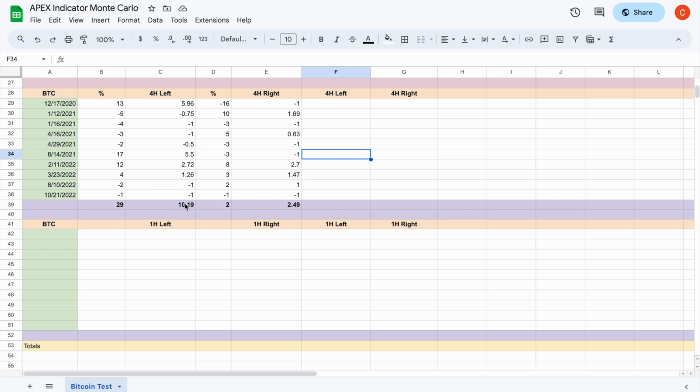So 10R plus 2.49. So let me get out my calculator and make sure this is all legitimate, even though I can do the math in my head. 10.19 plus 2.49 is 12.68. So 12.68R. And then you got 29% plus 2% is 31%.